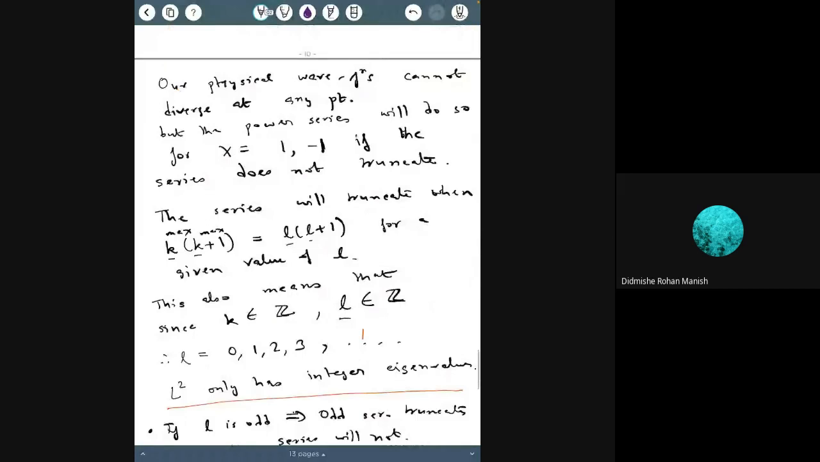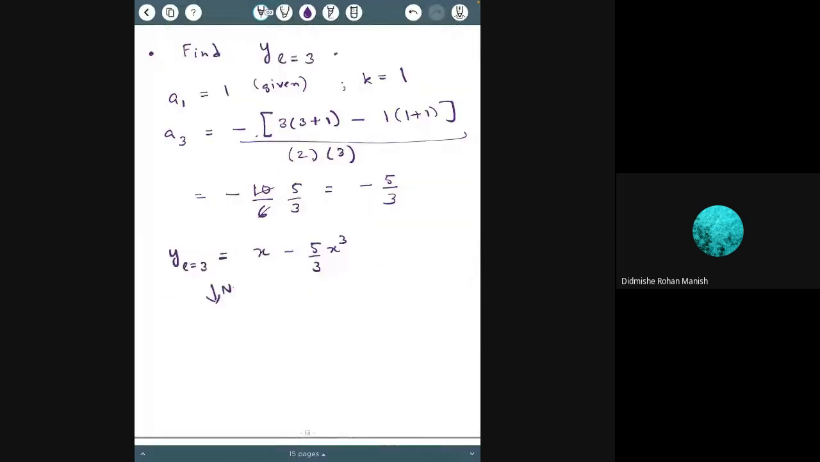And then to get a normalized one, I have to divide by 2 by 2L plus 1. That is equal to 2 by, L is here 3, so 6 plus 1, 7.